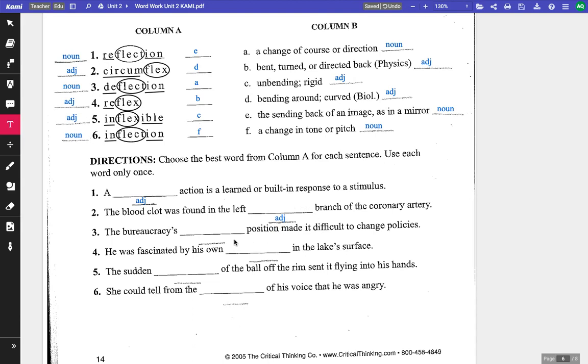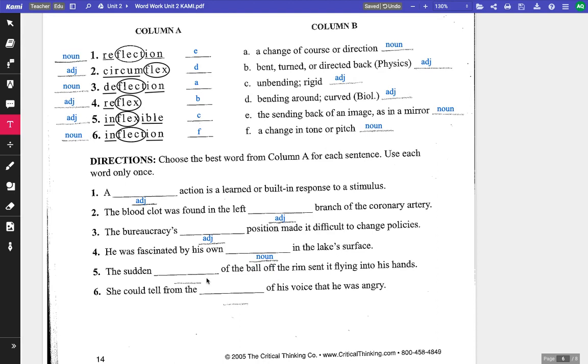The bureaucracy's blank position made it difficult to change policies. What type of word should go in the blank? Again, we need an adjective. It's describing the type of position. He was fascinated by his own blank in the lake's surface. What type of word goes in the blank? We need a noun. What is the thing that he was fascinated by?